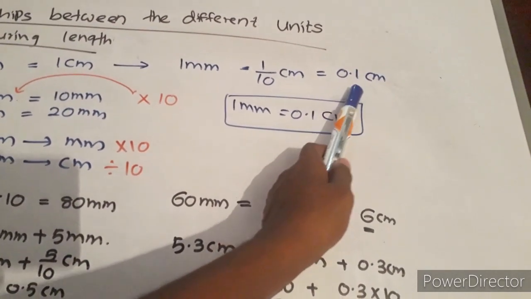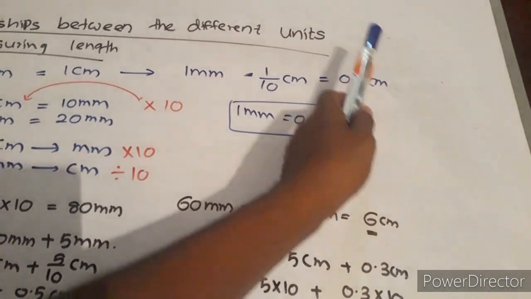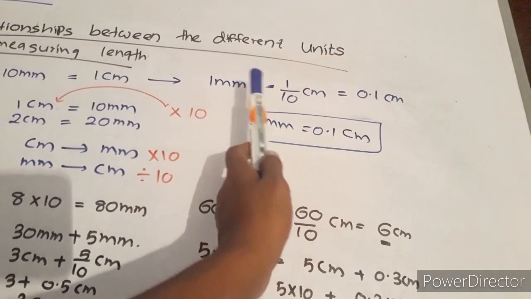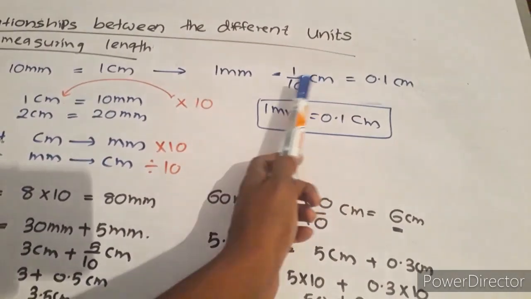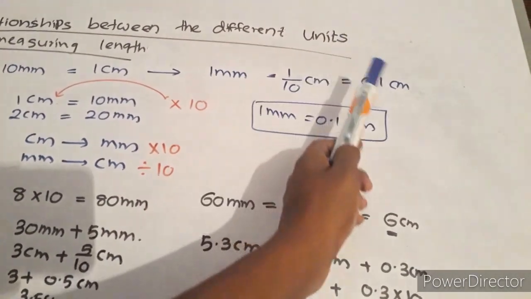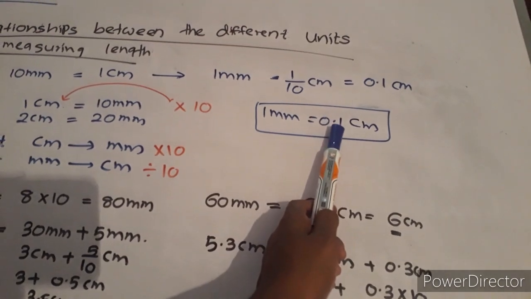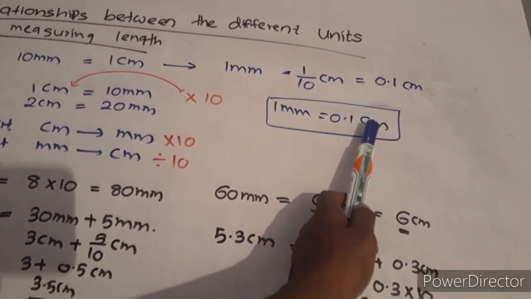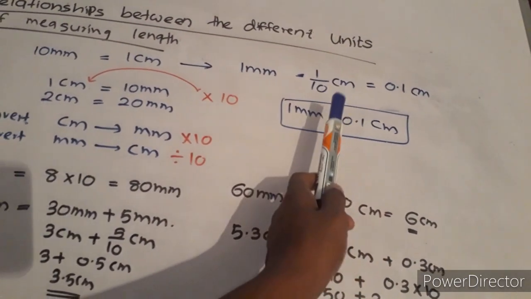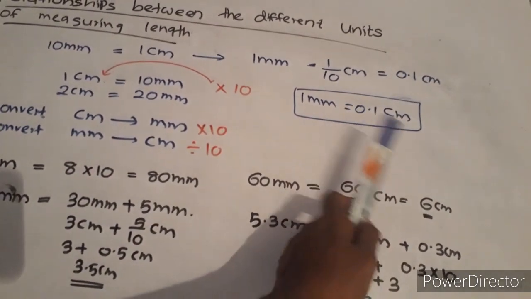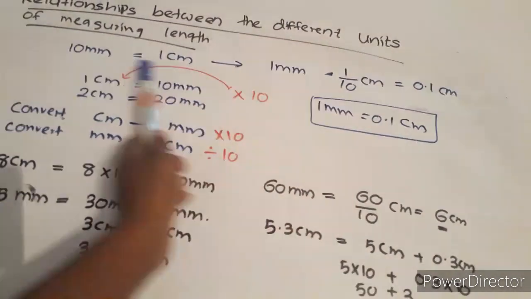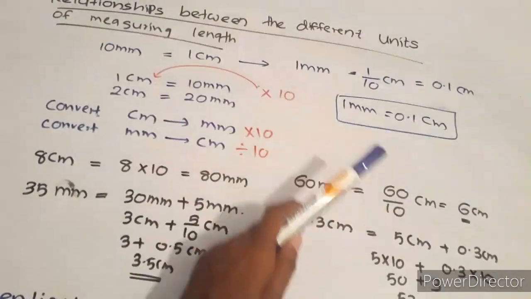So 0.1 centimeters. We have learned earlier the decimals and the fractions, so now you are familiar with those. So 1 millimeter is equal to 0.1 centimeters, and 10 millimeters is equal to 1 centimeter.